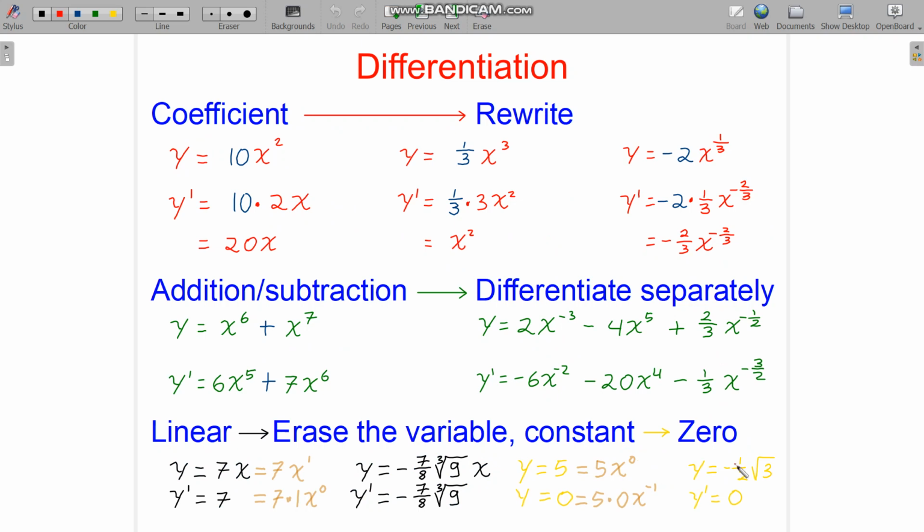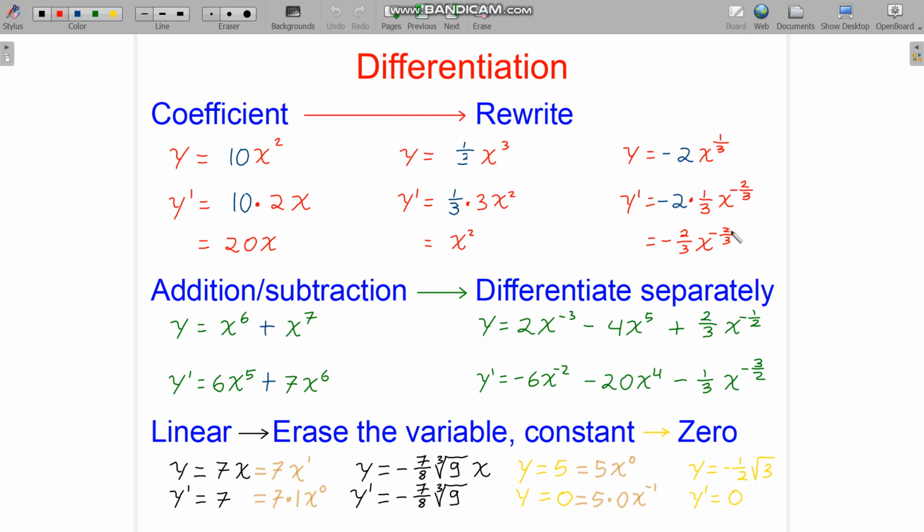Now, when you have coefficients, you simply rewrite the coefficients. For example, if you have 10x squared, just rewrite the 10. So you have 10 times the derivative of x squared, which is 2x, so 20x in the end. If you have 1/3 x cubed, just rewrite the 1/3. When you differentiate this, you bring the power down, 3 times x to the power of 3 minus 1, which is 2. 1/3 times 3 is 1. Minus 2, just rewrite the minus 2. You bring the power down, minus 3 times, and so on, so you get this.